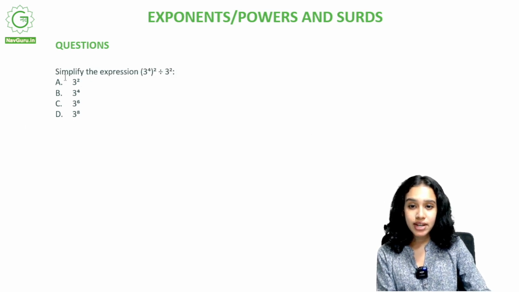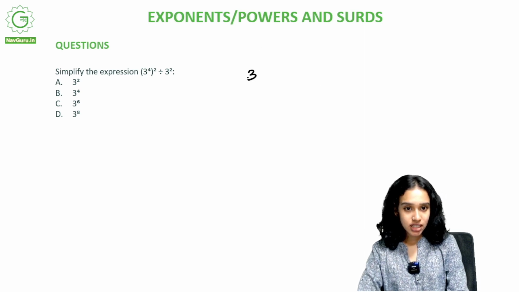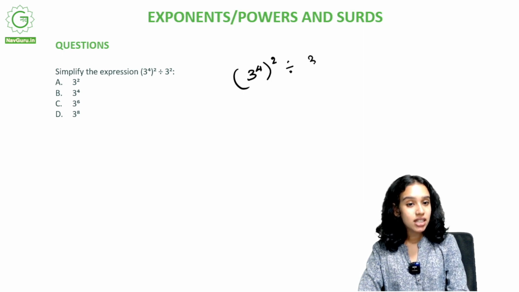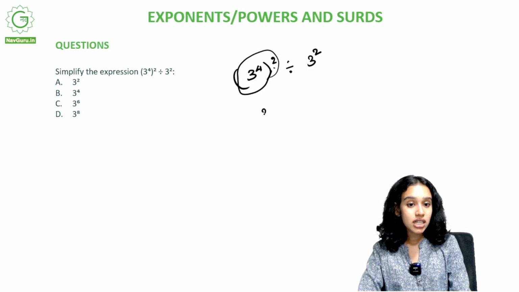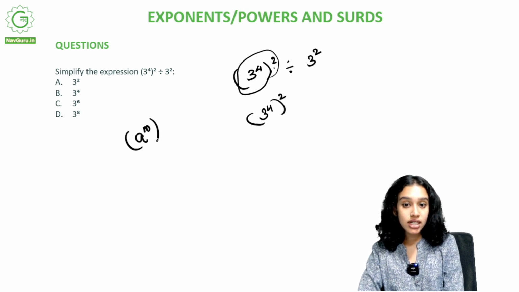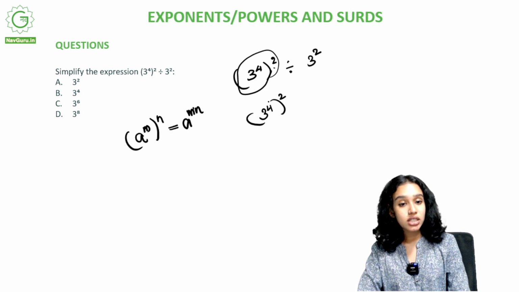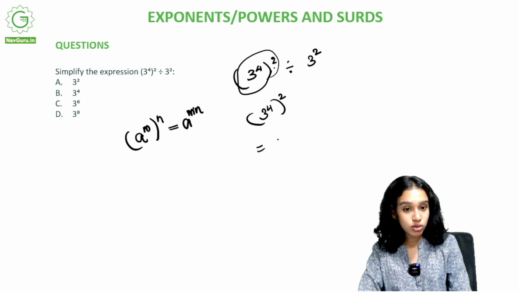Now simplify the expression 3 raised to 4 whole raised to 2 divided by 3 raised to 2. So we have 3 raised to 4 whole raised to 2 divided by 3 raised to 2. Let's sort this out first, right? So what is 3 raised to 4 whole raised to 2? Again, a raised to m whole raised to n is equal to a raised to m into n. So 3 raised to 4 whole raised to 2 is equal to 3 raised to 4 into 2, which is 3 raised to 8, right?